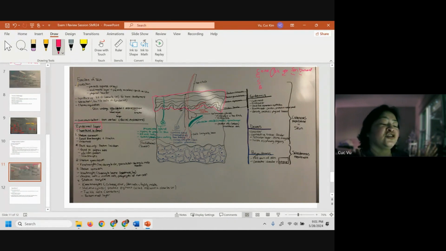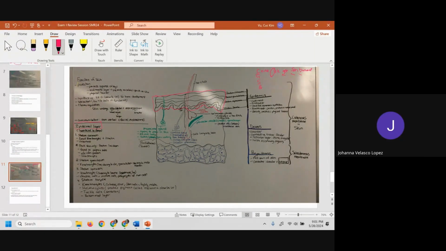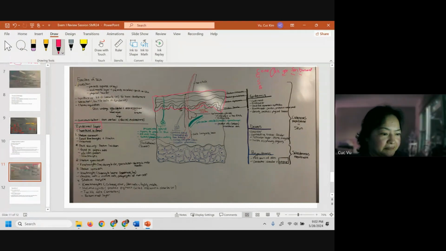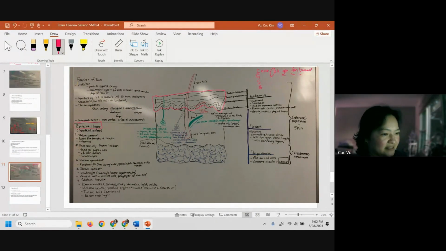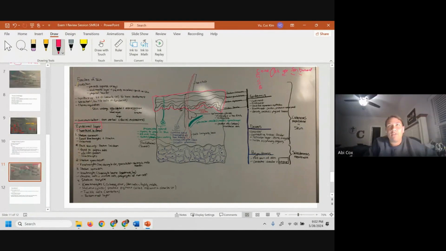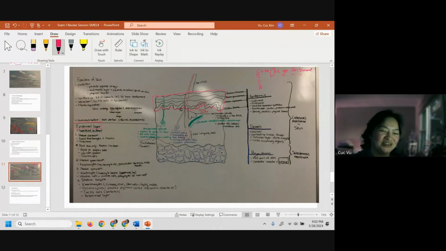Let's see. What type of tissue would you find in the epidermis? Stratified squamous epithelium. That's right. Obviously stratified means multiple layers, squamous is flat. So would that mean most of the keratinocytes are also squamous because they're all flat? You got it. You made that distinction perfectly.